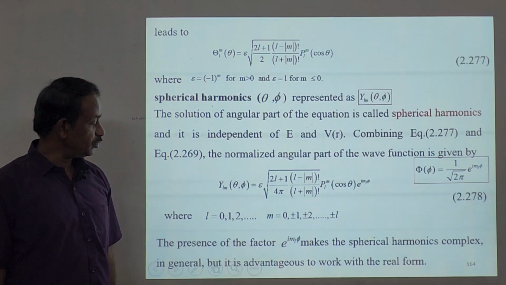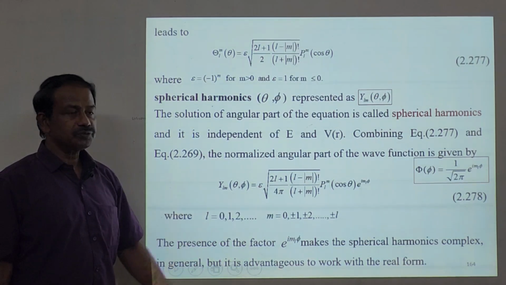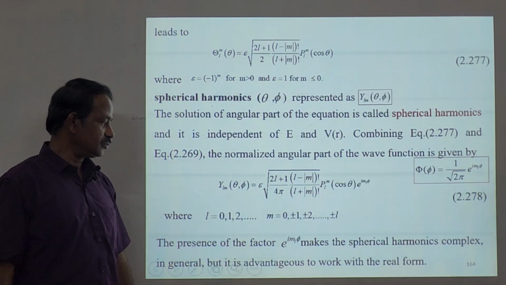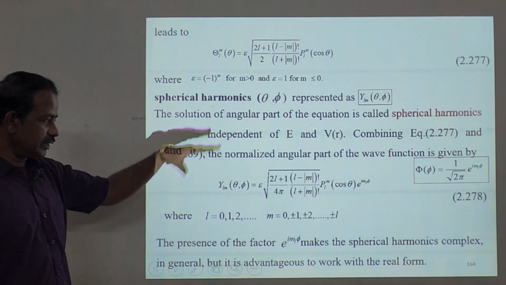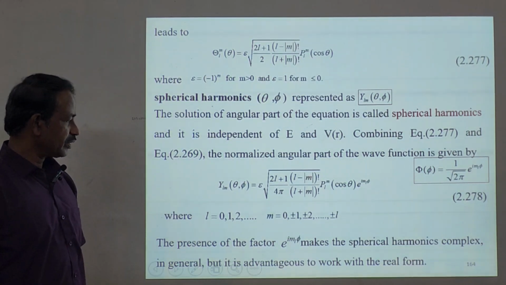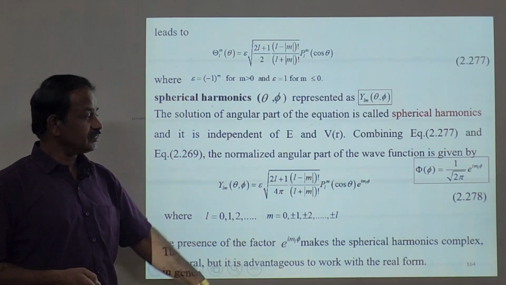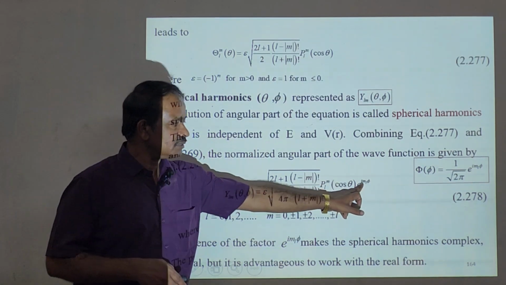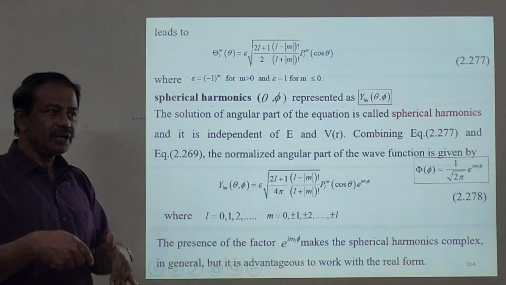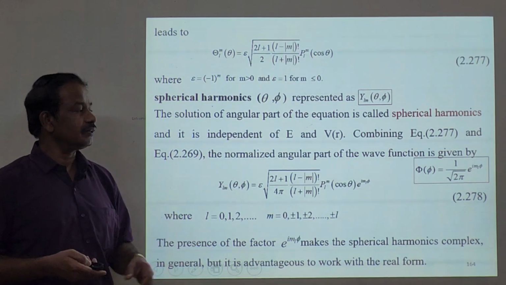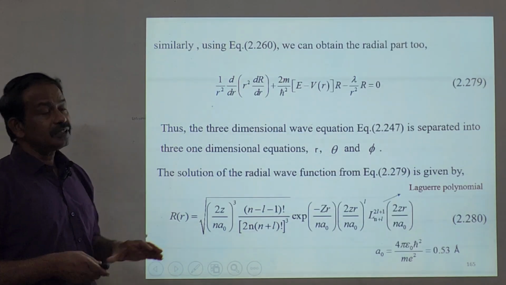Where L goes from 0, 1, 2 and M goes from 0, plus or minus 1, plus or minus 2, up to plus or minus L. Is it okay? Now e power i m phi makes spherical harmonics usually a bit complex. The i factor is there. But it is always good when you work with real numbers, real form. Now we will go for the radial part.